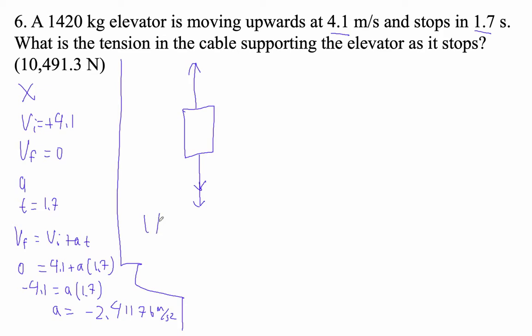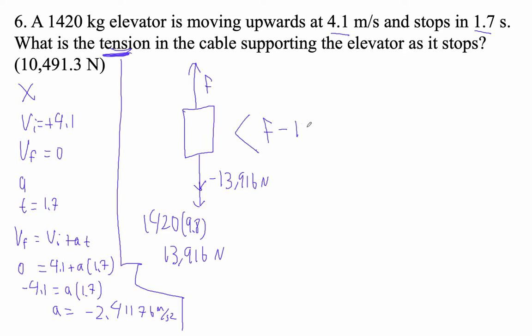Okay, so the force of gravity is 1420 times 9.8. That's the gravitational field strength, right? So 1420 times 9.8. Wow, that's a lot of force. 13,916 newtons down, so negative 13,916 newtons. And then we'll just call that the force. The tension in the cable is the force upward. And then we just set this up. Ready? So force minus 13,916 is equal to 1420.